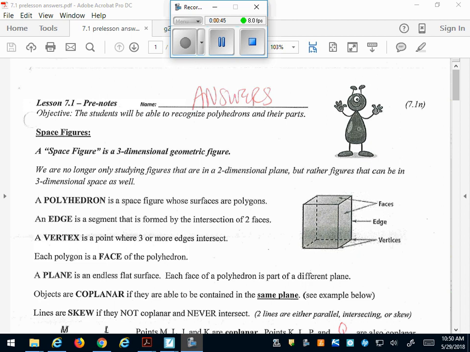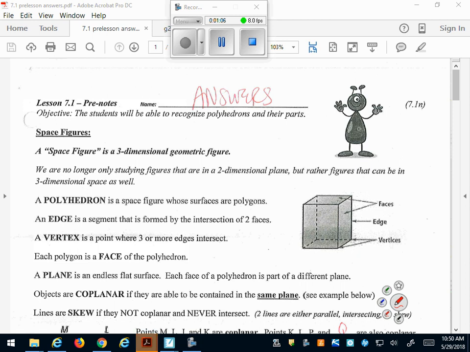On a polyhedron, there are edges. The edge is where two faces come together. Think about if you were standing up here, you were walking closer. Don't fall off the edge. Right, that's the edge. That's the edge right there. All right.